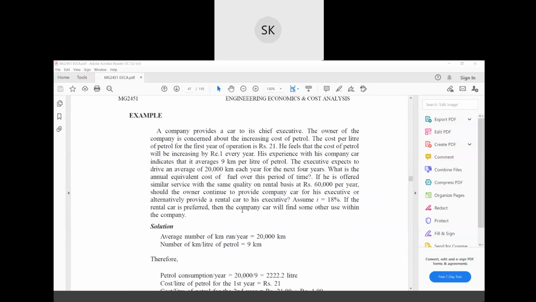Now let's see an example. A company provides a car to its chief executive. The owner of the company is concerned about the increasing cost of petrol. The cost per liter of petrol for the first year of operation is rupees 21. He feels that the cost of petrol will be increasing by rupee 1 every year.